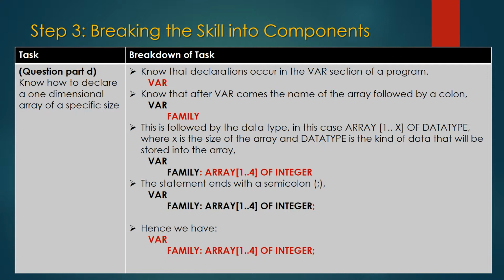This is followed by the data type, in this case array[1..X] of data type, where X is the size of the array and data type is the kind of data that the array will store. So then we have var family colon array.